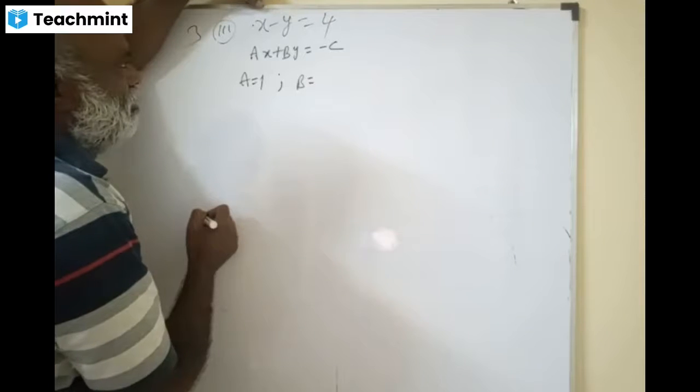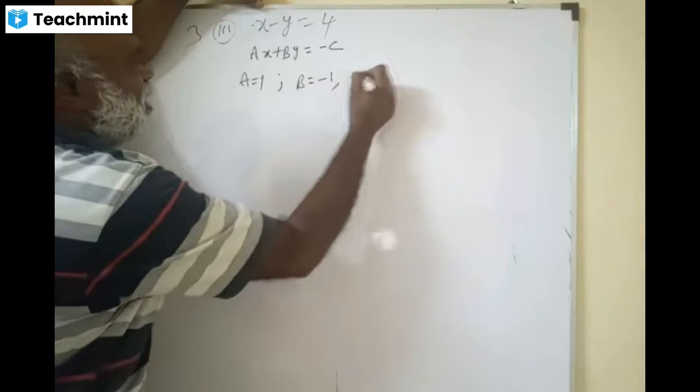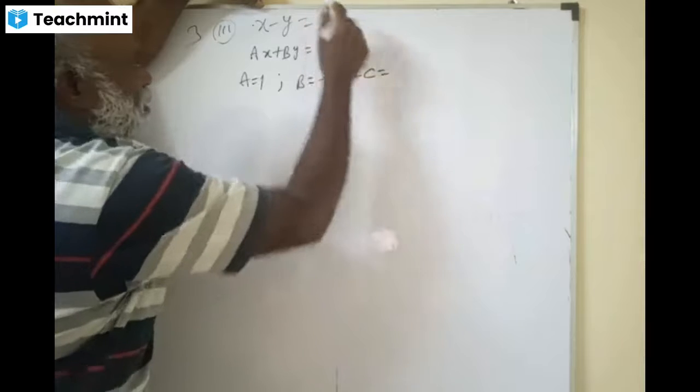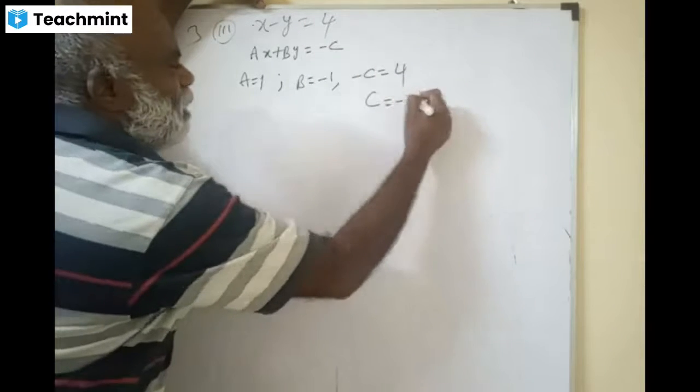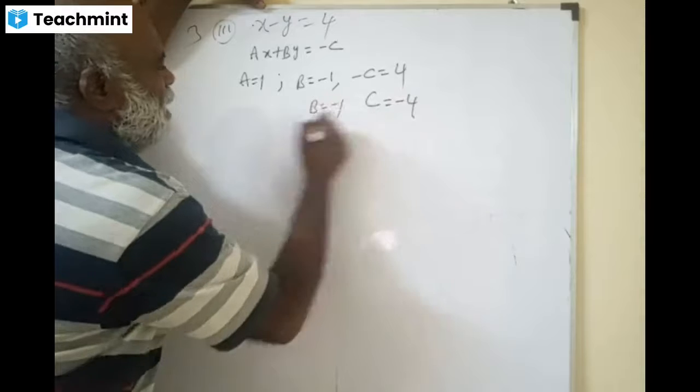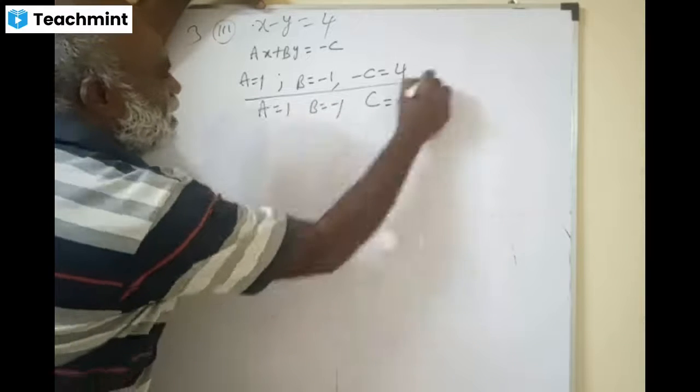Sir, -1, sir. Brilliant, sir. C minus C equal to what? 4. That means C equal to -4, B equal to -1, and A equal to 1. Is it right, ma?